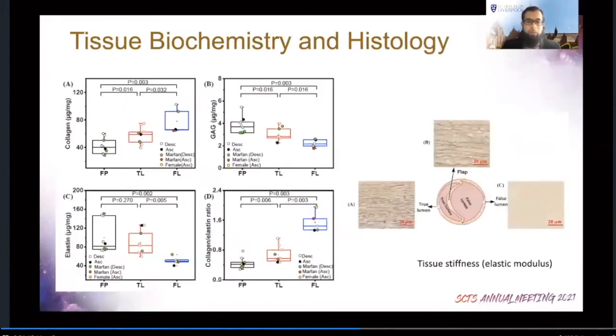In terms of the biochemistry, what we find is that the flap tissue has the highest elastin, but is quite variable, and the highest GAGs and the lowest collagen to elastin ratio. And the false lumen has the highest collagen to elastin ratio. We can see from these images as well that the flap has quite a lot of intact elastin organized in long straight segments, whereas the false lumen has elastin which is much more scarce and also more fragmented.